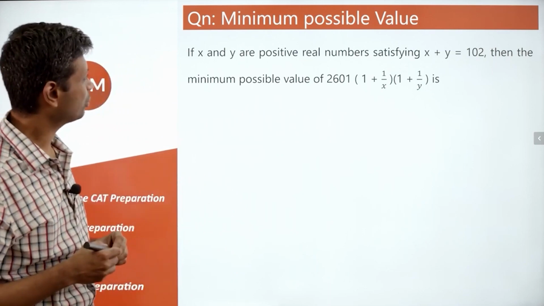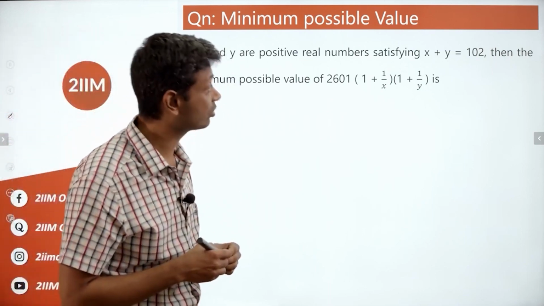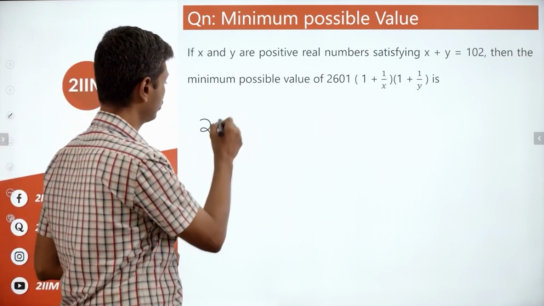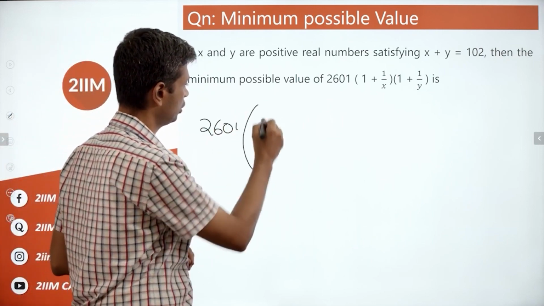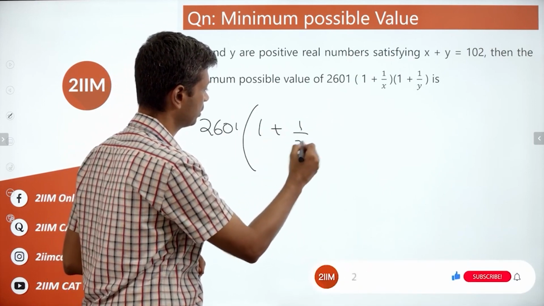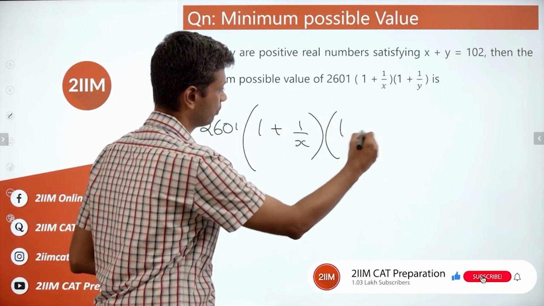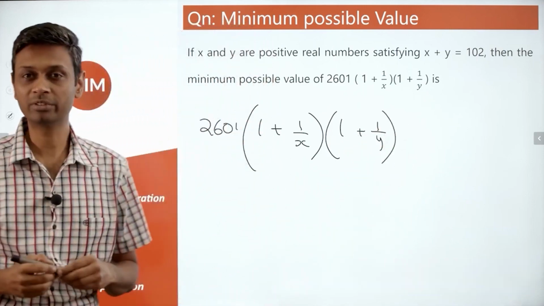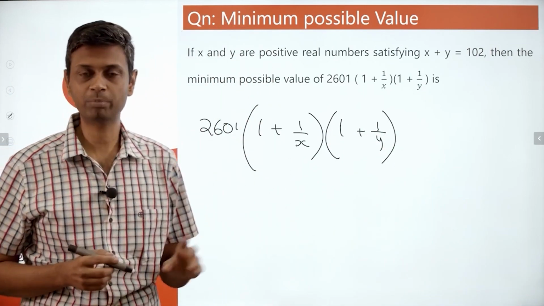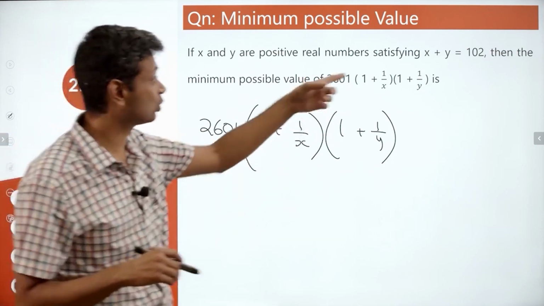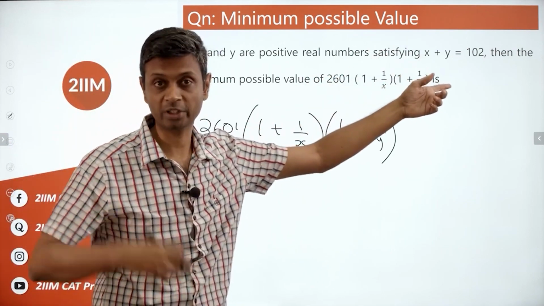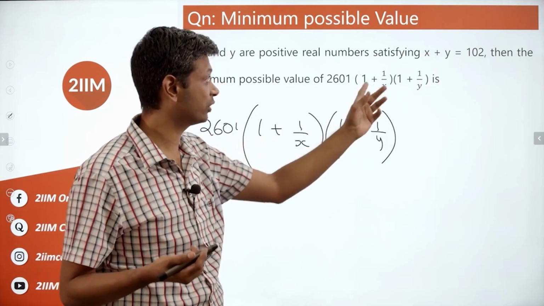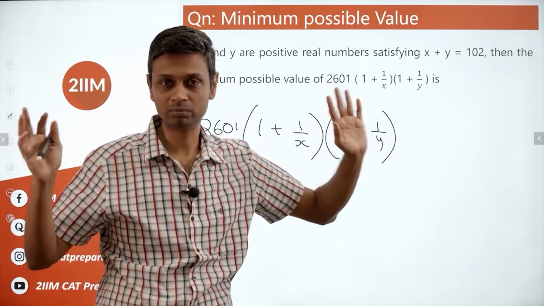Right? x and y are positive real numbers satisfying x plus y is 102. Then the minimum possible value of 2601 into 1 plus 1 by x into 1 plus 1 by y. Talk about positive real numbers. And the best way to go about it is pick two extremes. Put x is 0.1, y is 101.9, or x is 1, y is 101. Another extreme, put x is 51, y is 51. You're through. Let's do that.